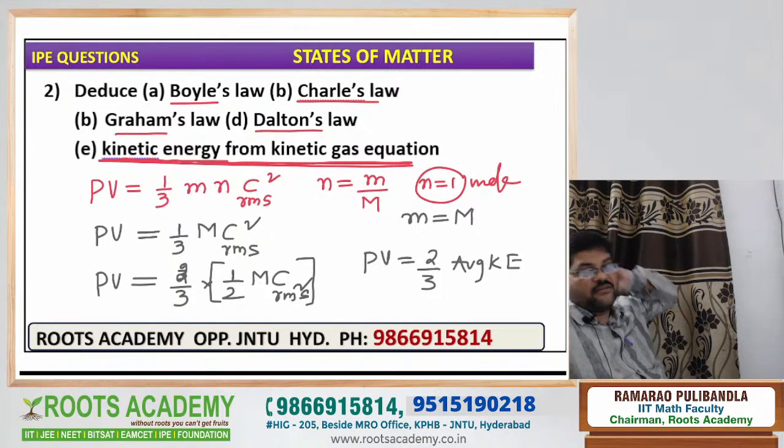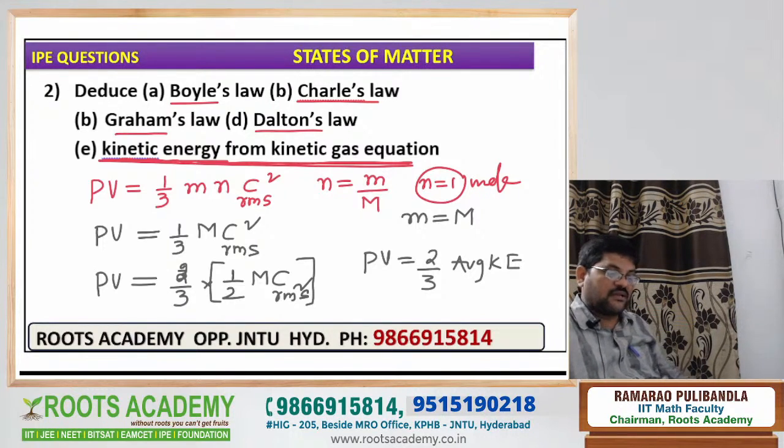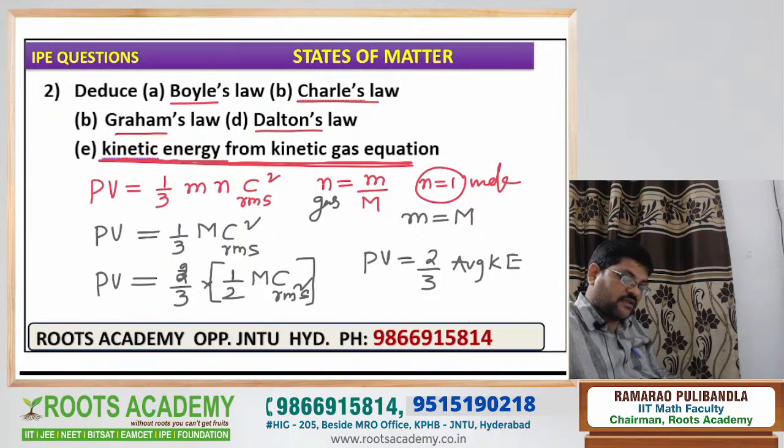Repeat once again. PV is equal to 1 by 3 small m n RMS velocity square. Number of moles of the gas is the given mass of the gas by molecular weight. So 1 mole of gas is given, small m is equal to capital M. So PV is equal to 2 by 3 into half into m c RMS square. Now half into m c square is nothing but the average kinetic energy. So what is average kinetic energy? Average kinetic energy is nothing but 3 by 2 RT.